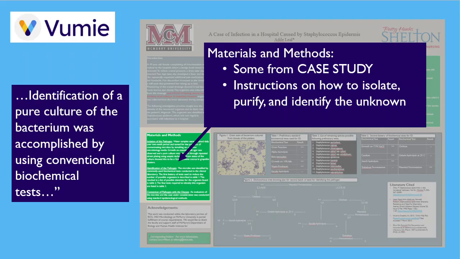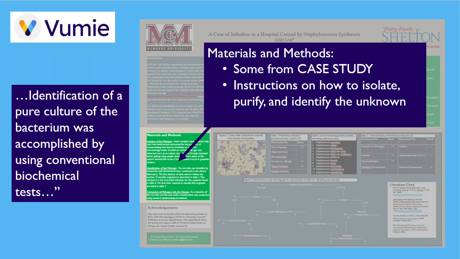Your narrative in the materials and methods should continue with a statement like this. Identification of a pure culture of the bacterium was accomplished by using conventional biochemical tests. Continue it: test methods used and interpretation were accomplished following the guidelines found in VUMIE online help files. Note, since this is going to be a reference to the software, you're going to have to include that reference in your literature cited section. Your own version of this will be tailored to the exercise and case study for your particular microbe.